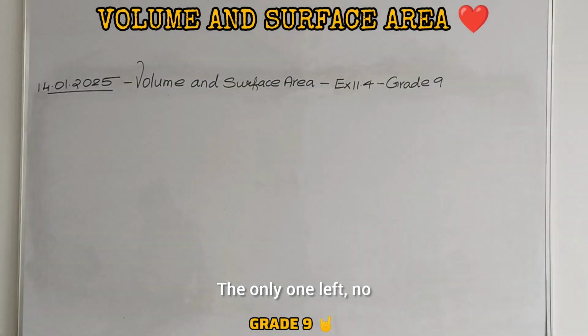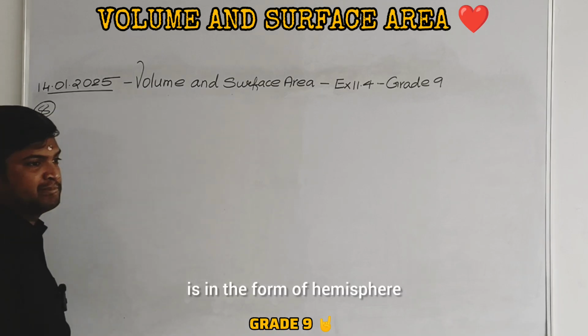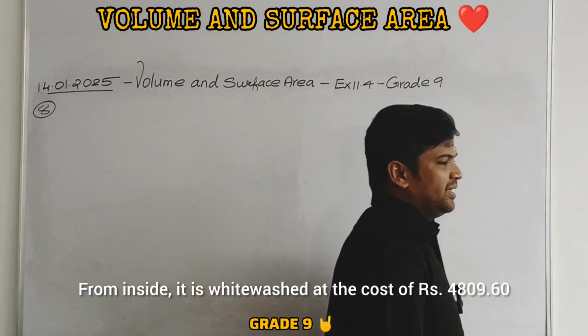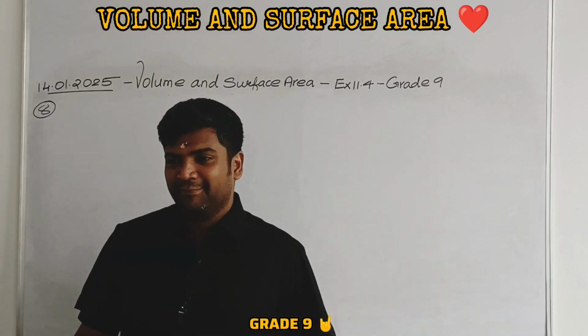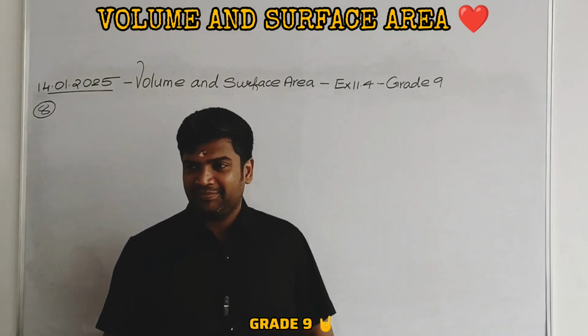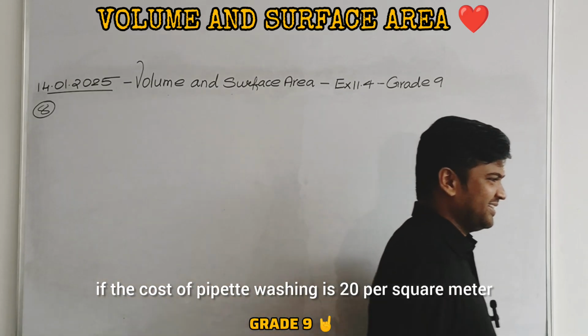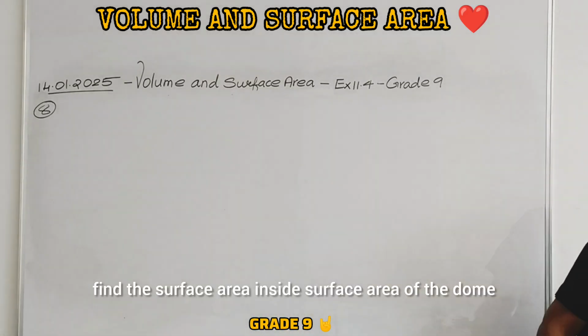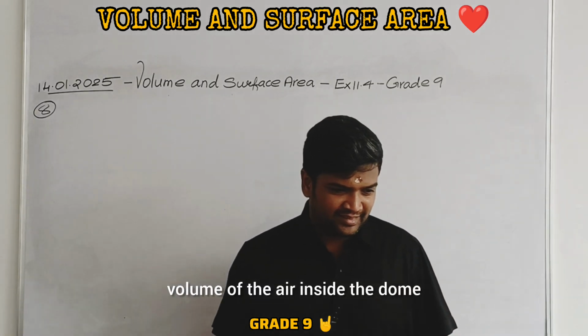The only one left now. Which one is that? Question number 8. Eighth one to go. A dome of a building is in the form of a hemisphere. From inside, it is whitewashed at the cost of rupees 4,989.60. If the cost of whitewashing is 20 per square meter, find the inside surface area of the dome and the volume of the air inside the dome.